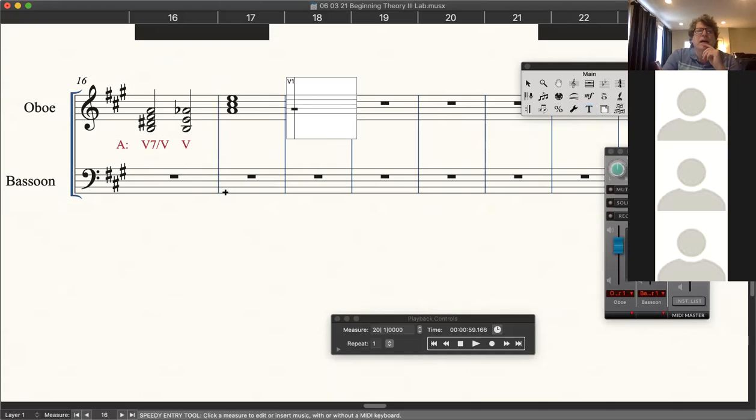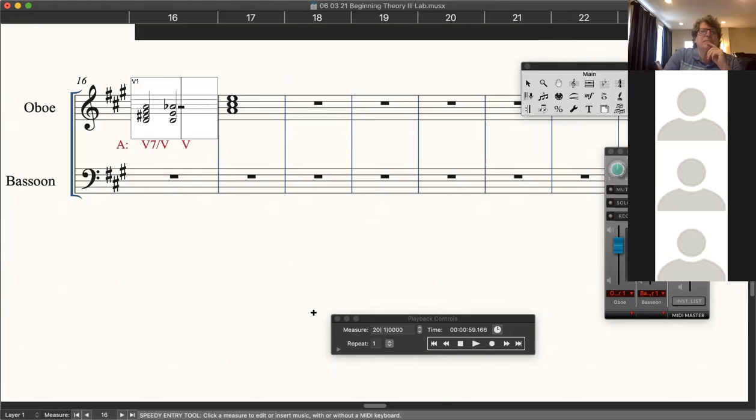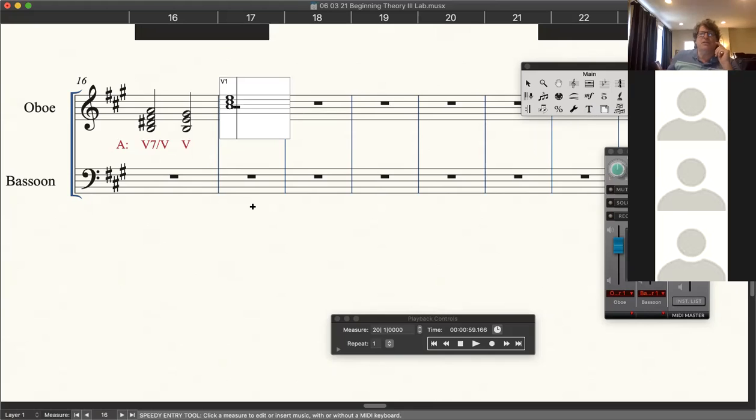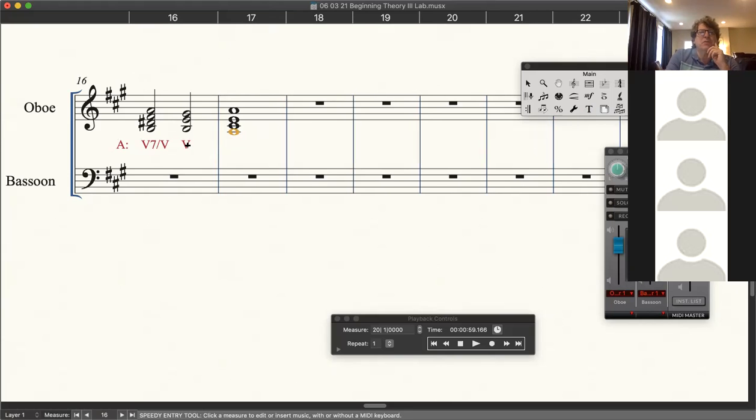There we go. How did I mess that up? There we go. And that's again not good voice leading. I'd probably put it in a different inversion, but you get the point. Actually, I will put it in a different inversion. I'll put it down here. There, you can actually see the voice leading work now.